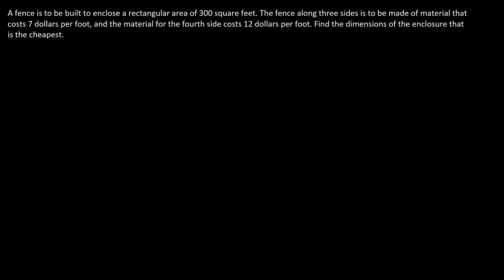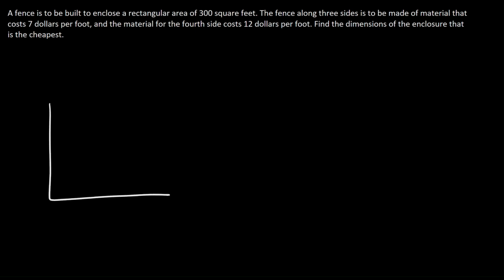A fence is to be built to enclose a rectangular area of 300 square feet. The fence along three sides is to be made of material that costs $7 per foot, and the material for the fourth side costs $12 per foot. Find the dimensions of the enclosure that is cheapest.